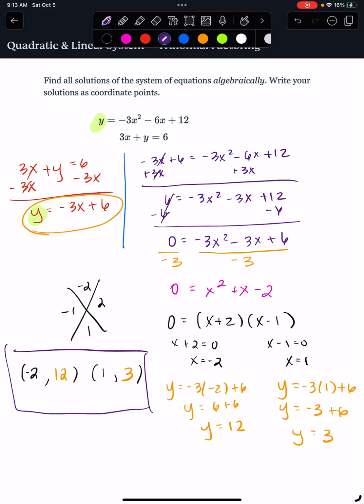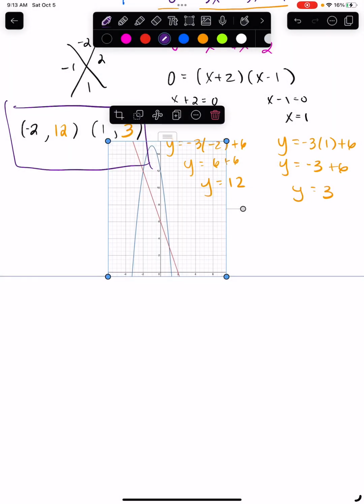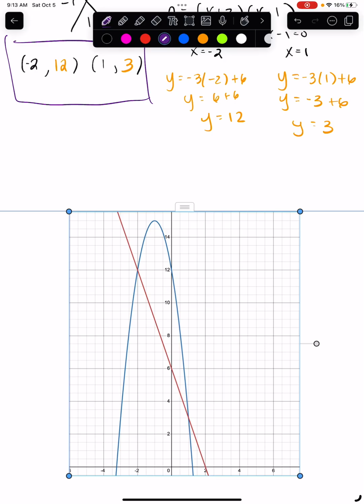I also graphed this so we can see it graphically. So if you see here, when I paste in my image, we can see that we have our two solution points. When x is equal to negative 2, we see that y is equal to 12. And when x is equal to 1, y is equal to 3. I misspoke earlier. And those are our solution points.